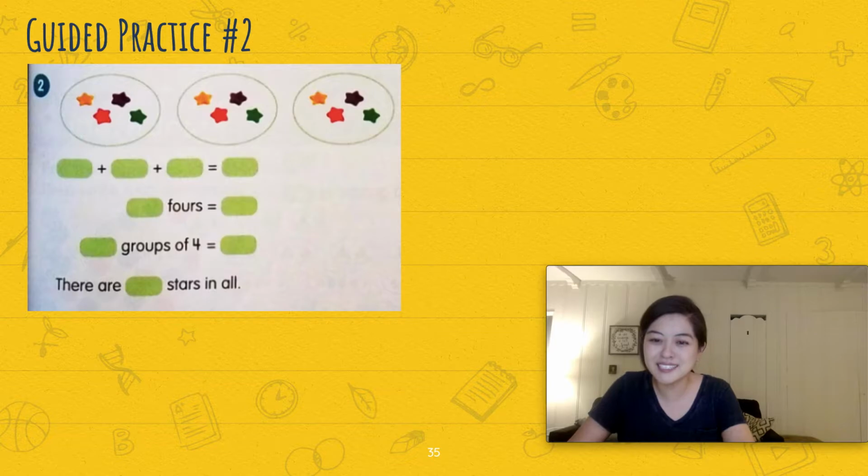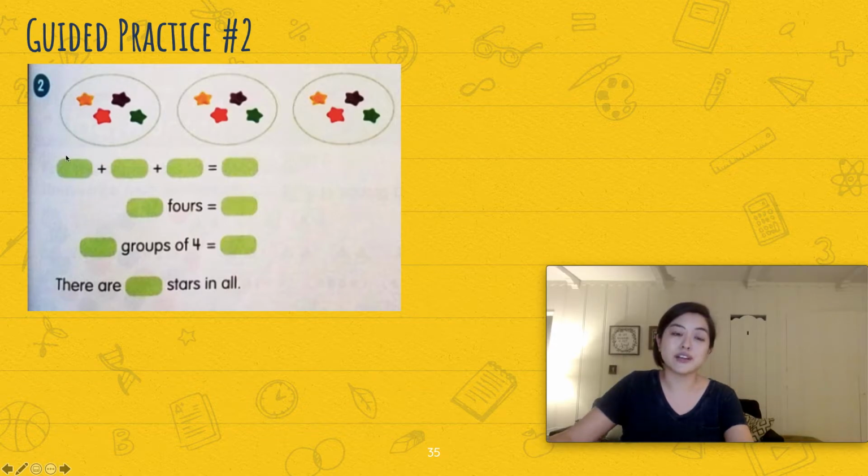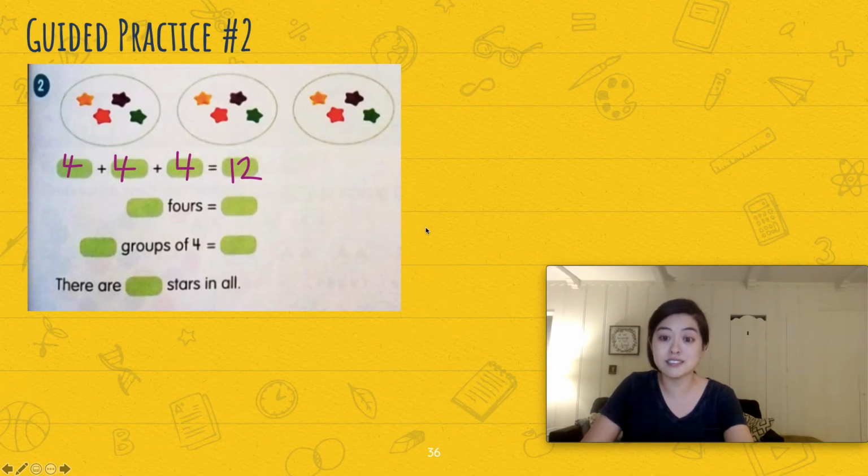Hi, you must be done. Okay, so let's take a look at this. We have an addition sentence here. We should write how many are in each group. And so 1, 2, 3, 4, there's 4 in each group. So your addition sentence is 4 plus 4 plus 4, and that makes 12.